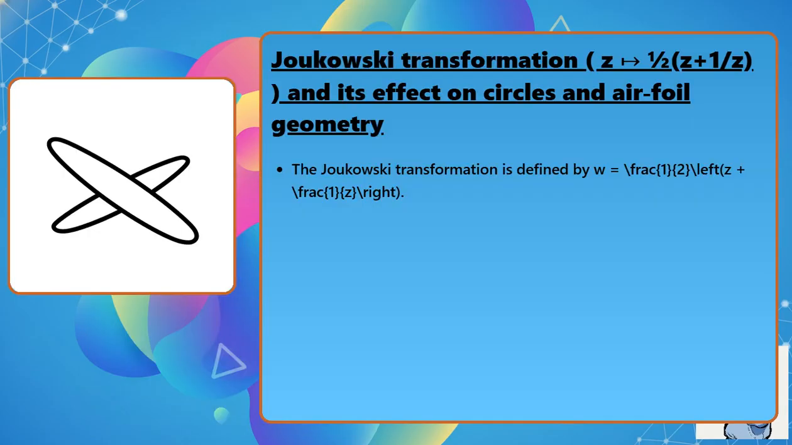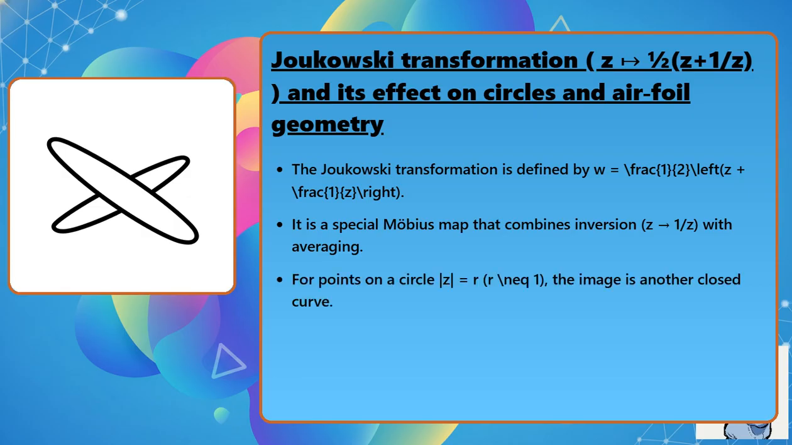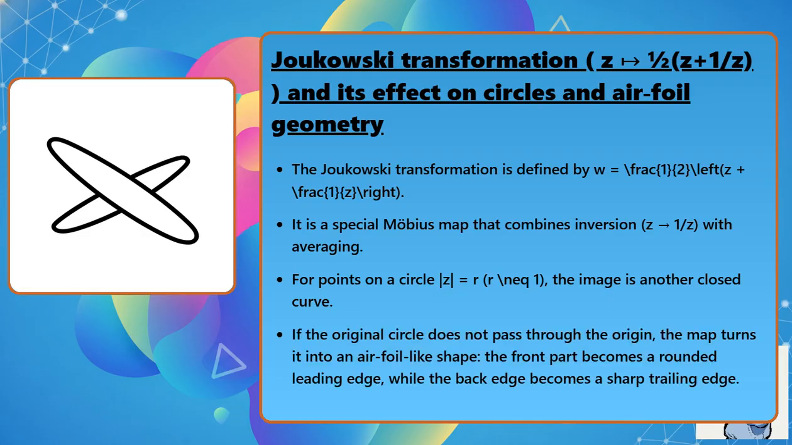The Joukowsky transformation is defined by w equals 1/2 times the quantity z plus 1 over z. It is a special Möbius map that combines inversion, z goes to 1 over z, with averaging. For points on a circle, absolute value of z equals r, with r not equal to 1, the image is another closed curve. If the original circle does not pass through the origin, the map turns it into an airfoil-like shape. The front part becomes a rounded leading edge, while the back edge becomes a sharp trailing edge.